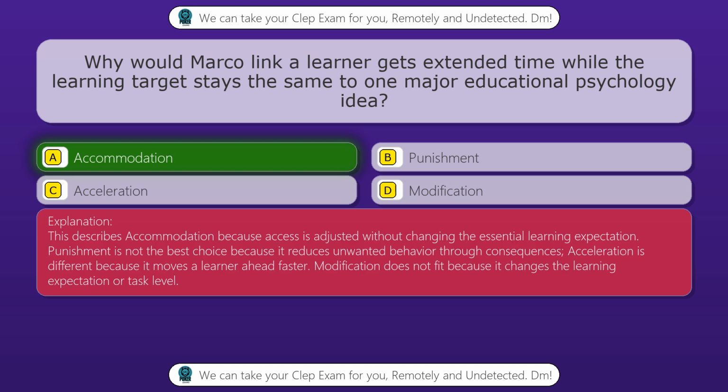This describes accommodation because access is adjusted without changing the essential learning expectation. Punishment is not the best choice because it reduces unwanted behavior through consequences. Acceleration is different because it moves a learner ahead faster. Modification does not fit because it changes the learning expectation or task level.